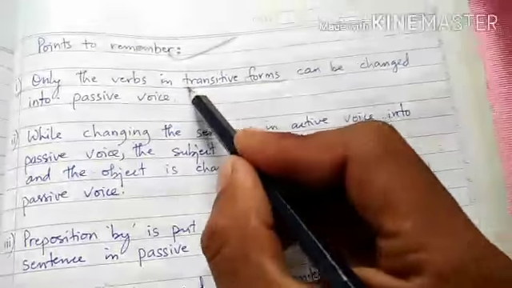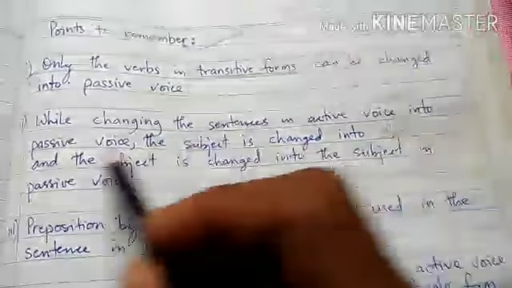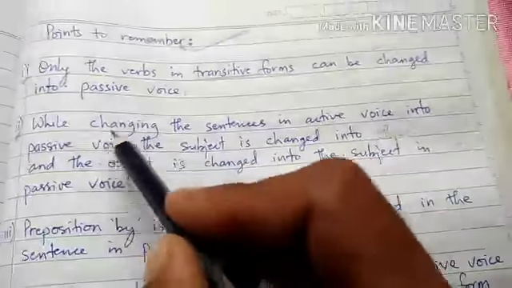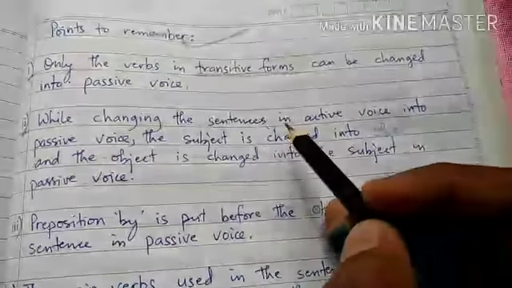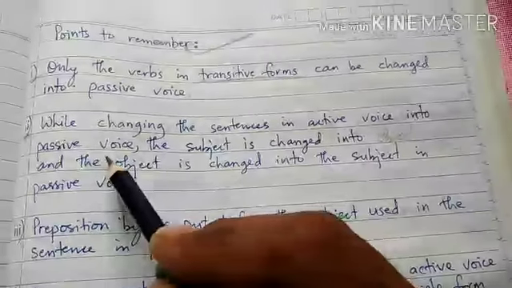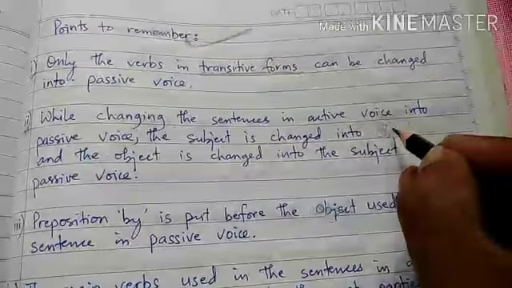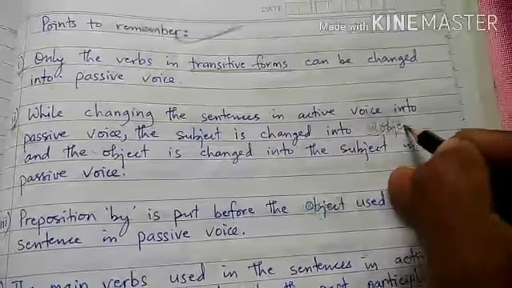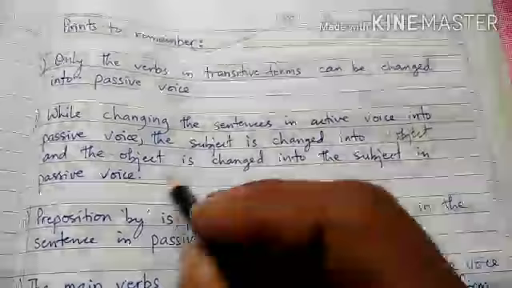Okay, that means intransitive verbs cannot be changed into passive voice. Now after that, what is the main point to understand? While changing the sentences in active voice into passive voice, the subject is changed into object and the object is changed into the subject in passive voice.